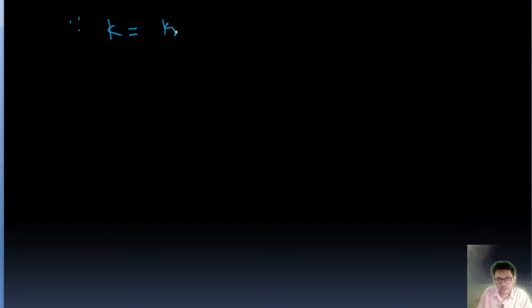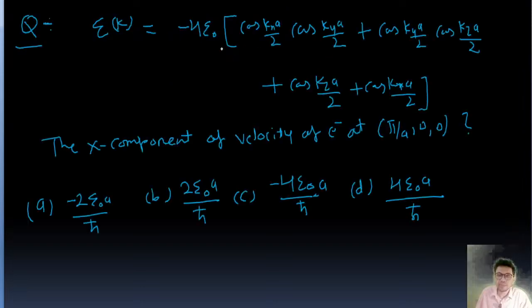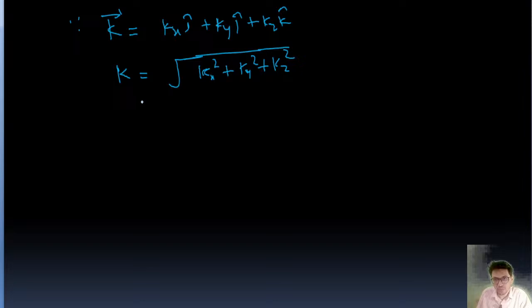Since we know that the vector k is kx i cap plus ky j cap plus kz k cap, right? This is the k, guys. So from here, mod of k is going to be root of kx square plus ky square plus kz square, right? And since we have been given kx value is pi by a, ky value is 0 and kz value is 0, the value of k is going to be root of (pi by a) square plus 0 plus 0. This value is going to be pi by a.